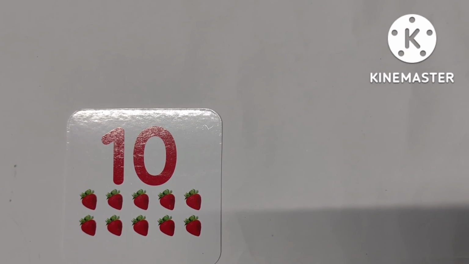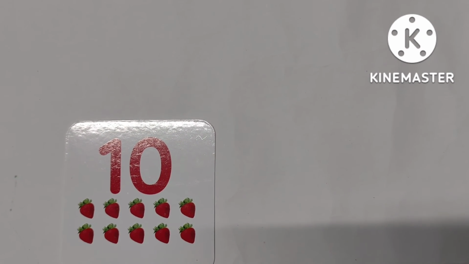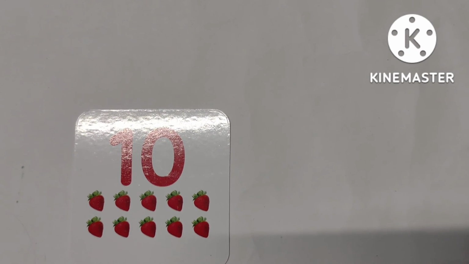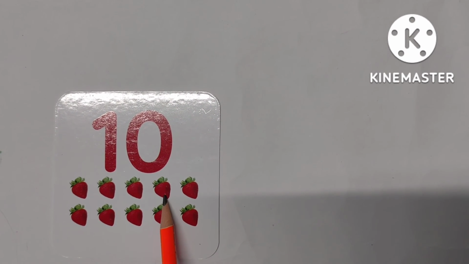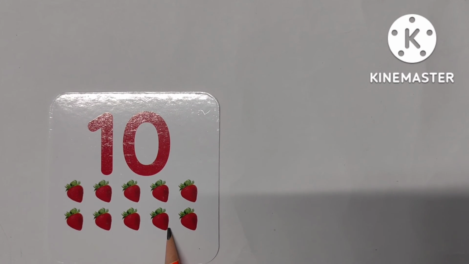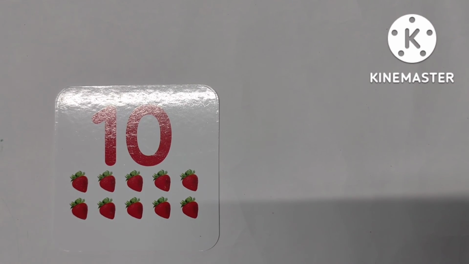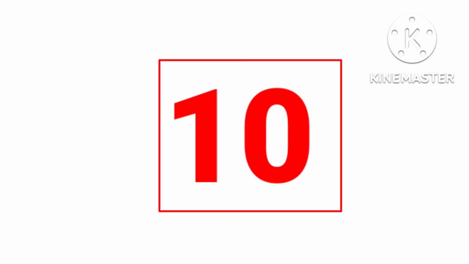Now look at this picture. What do you see? There are some strawberries here, isn't it? Let us count. 1, 2, 3, 4, 5, 6, 7, 8, 9, 10. One, zero, 10. T-E-N. Ten.